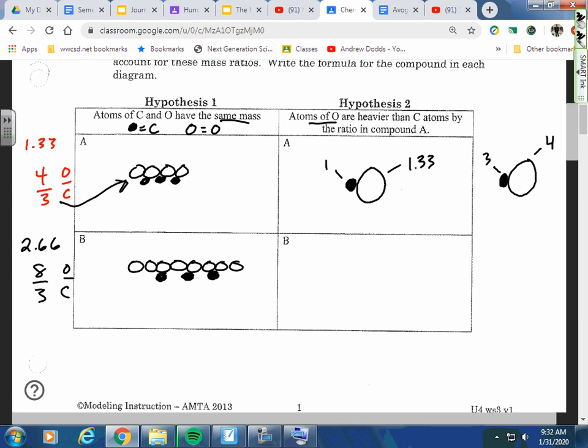All right, then at the bottom down here, we need a ratio that's really twice as much in terms of oxygen. So we figured out we could do something like this. Keep the oxygens the same as they were before. So now I've got a total of 2.66 to 1 ratio in terms of mass, right?